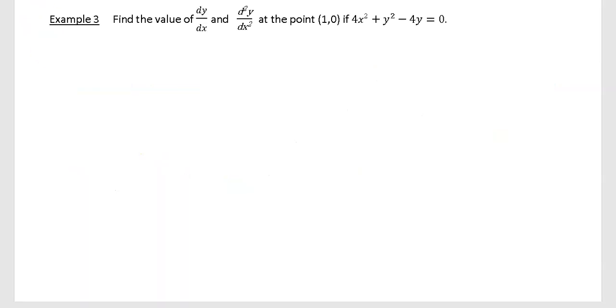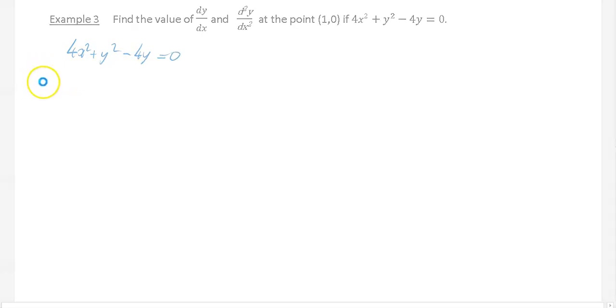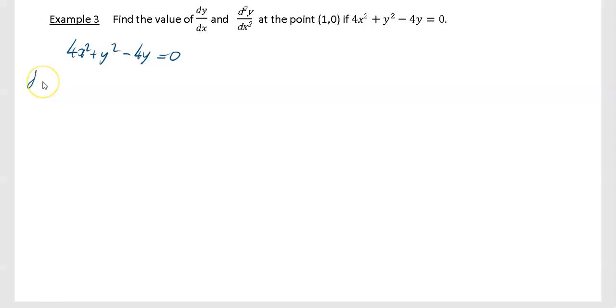Okay, this next example says find the value of dy by dx and d2y by dx squared at the point (1, 0) if 4x squared plus y squared minus 4y equals 0. Okay, I'm just going to write this down again. 4x squared plus y squared minus 4y equals 0. And all we're going to do here is differentiate, again, with respect to x.